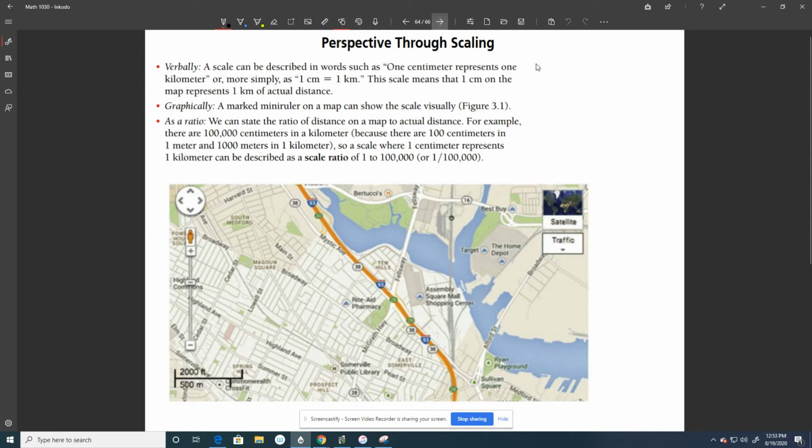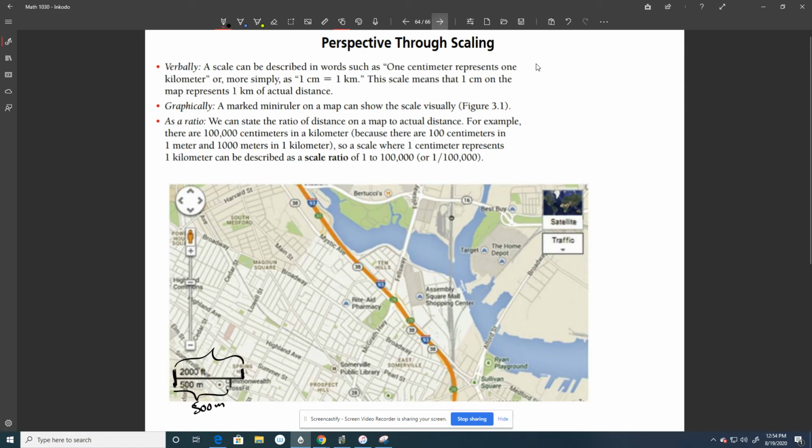We can say this verbally, which is the first example up there. We can say that 1 centimeter equals 1 kilometer, or 1 centimeter on the map is equal to 1 kilometer in real life. You can visually see it, like on a lot of maps. For example, on this map, this distance from here to here represents 2,000 feet, and the distance from here to here underneath it represents 500 meters. So you can see it visibly on a graph or on a map.